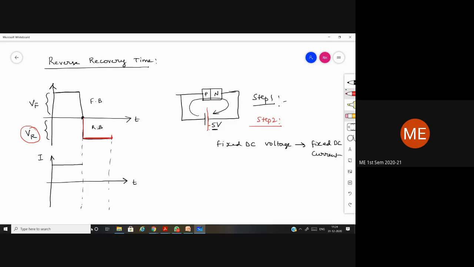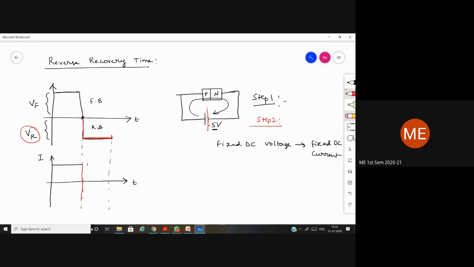Tell me, what will happen to the p-n junction? I'm asking with respect to current. If I reverse, will you have more current, or what will happen? No flow of current, right? But practically what happens is when you change the voltage, the current direction will change.